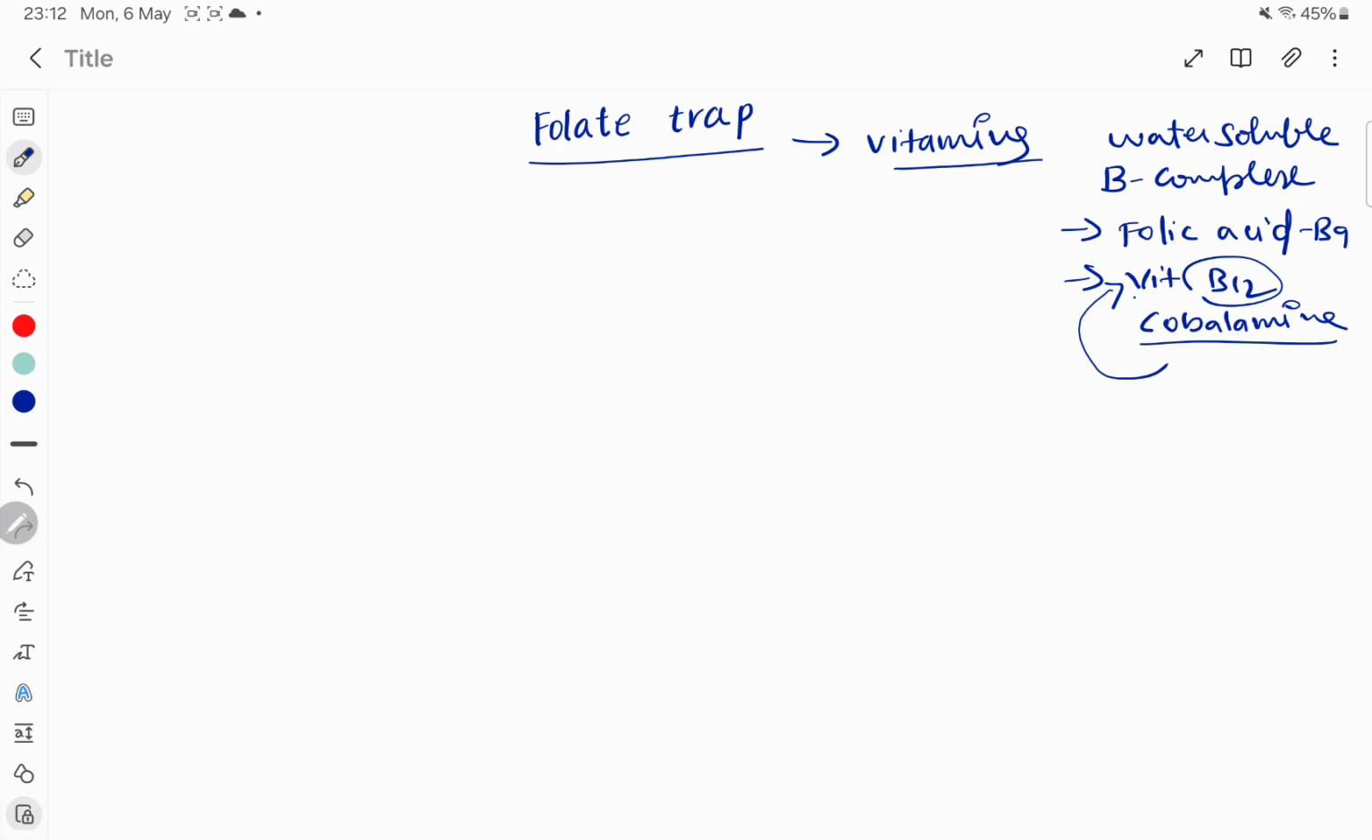Now we'll explain the folate trap. Simply, folate trap is nothing but folic acid getting trapped due to what? So we'll see why the folic acid is getting trapped. This is the question. At the end of the session we'll write the answer: due to what the folic acid is getting trapped. Folate trap is nothing but folic acid trap.